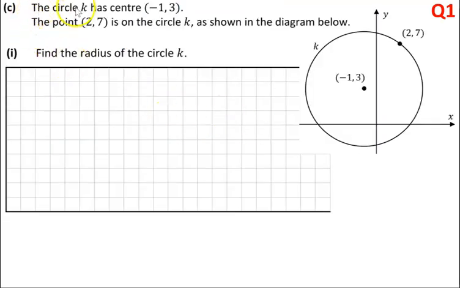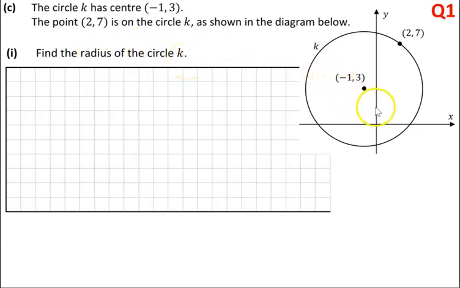C. The circle K has a center minus 1, 3. So here's our circle K, and it has a center minus 1, 3. The point 2, 7 is on the circle K as shown in the diagram below. So the point 2, 7 is on the circle K. Part 1, find the radius of the circle K.